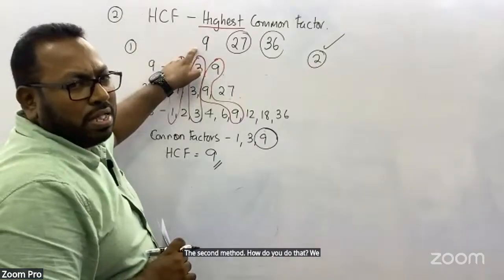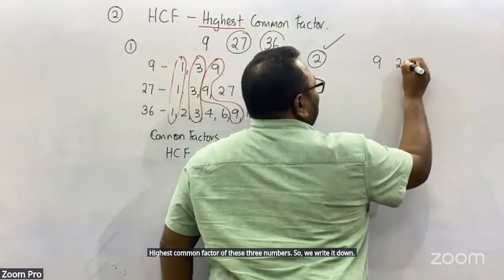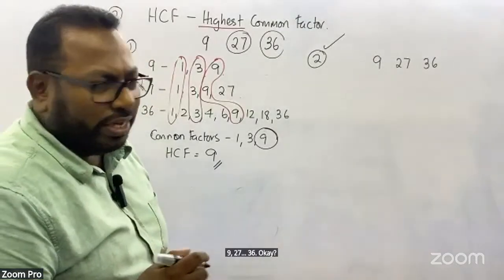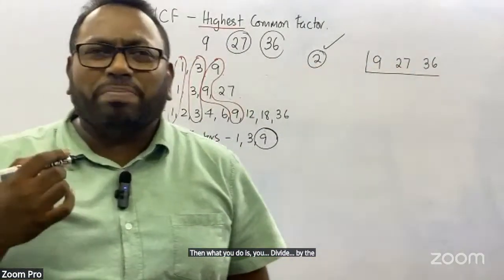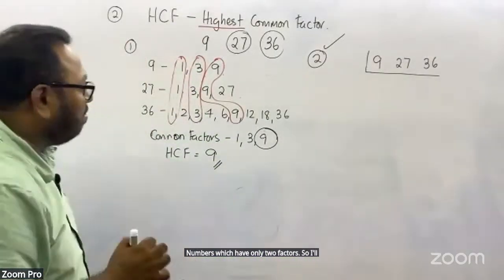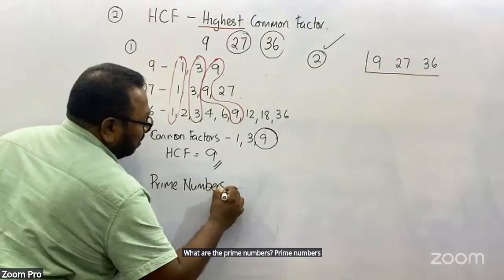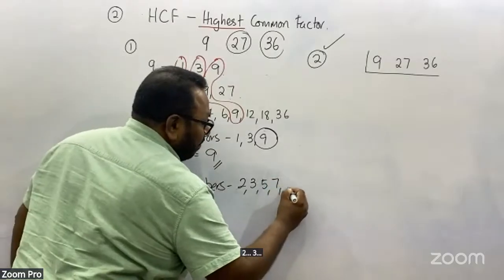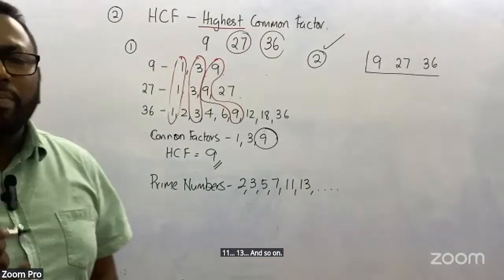We want to find the highest common factor of these 3 numbers. So we write it down: 9, 27, 36. Okay. Then what you do is you divide by the prime numbers. What are prime numbers? Numbers which have only 2 factors. So I'll just write down the prime numbers for you. Prime numbers are 2, 3, 5, 7, 11, 13, and so on. So these are your prime numbers.